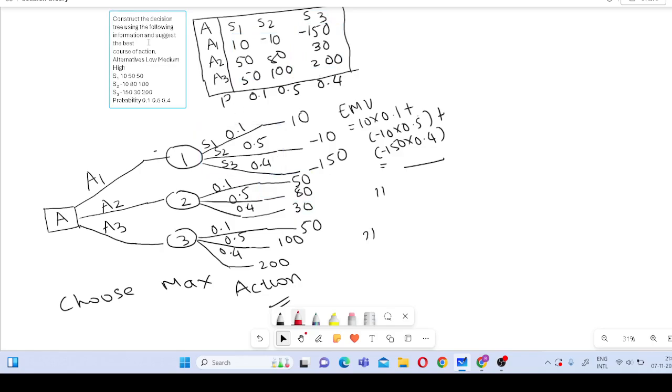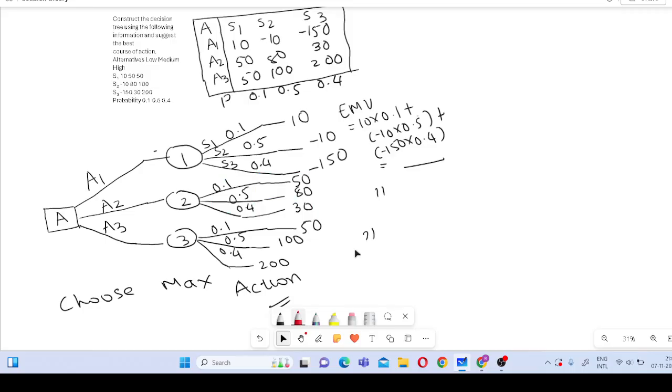Now, how are we going to suggest the best course of action? Using the EMV, that is the expected monetary value. So, how do we obtain the expected monetary value? We multiply the profit with the probability and add them. For all the 3 cases, you are supposed to do the same thing. Just 10 into 0.1 plus minus 10 into 0.5 plus minus 150 into 0.5. See what is the total value. Similarly, for A2, 50 into 0.1, 80 into 0.5, 30 into 0.5, then add the values. We are going to do the same for A3 also.